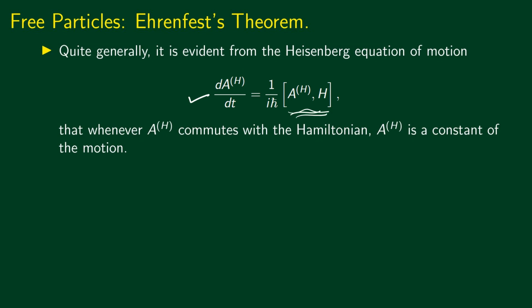Because if AH commutes with the Hamiltonian, this term is 0, and then we will have dAH/dt equal to 0, which means that AH is a constant of the motion. We have actually seen something similar in the Schrödinger picture also. I think we already mentioned that whenever there is an observable that commutes with the Hamiltonian, we can call that observable a constant of the motion. There is a sense in which it is a constant of the motion. All right? So we said similar things when we discussed the Schrödinger picture also.